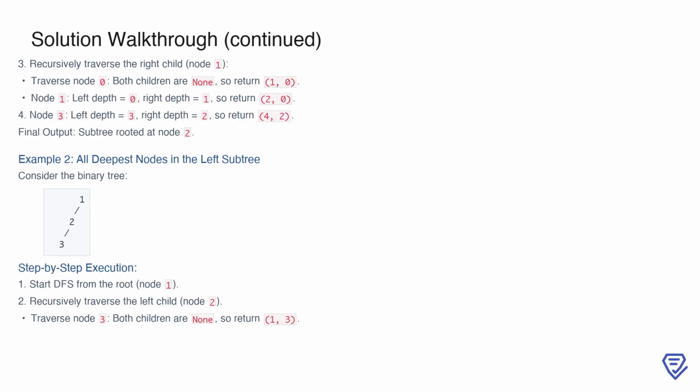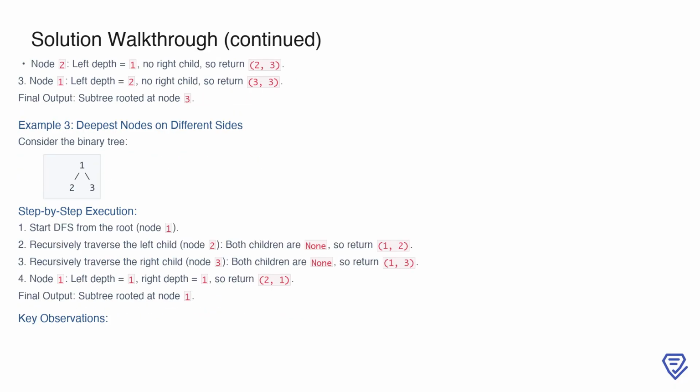Moving to the next example, we consider a tree where all the deepest nodes are located in the left subtree. In this second example, the tree is skewed to the left. Starting from the root node 1, we traverse the left child, node 2. For node 3, both its children are null, so we return a depth of 1 and the node itself. At node 2, the left depth is 1 from node 3, and there is no right child, so we return a combined depth of 2 and node 3 as the smallest subtree root.